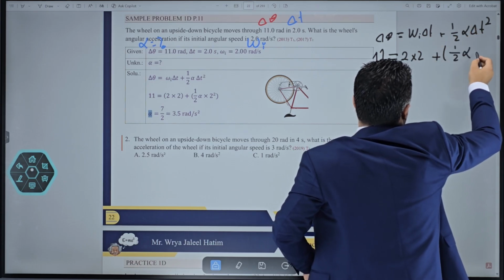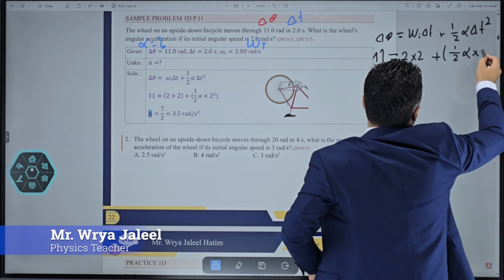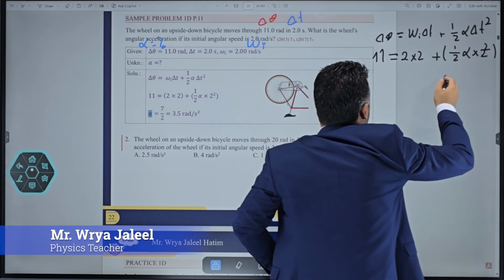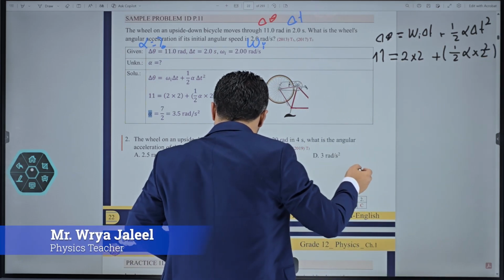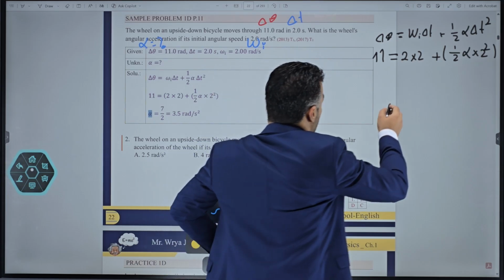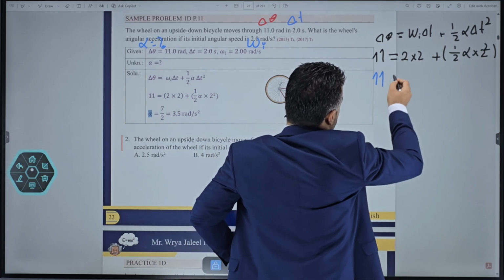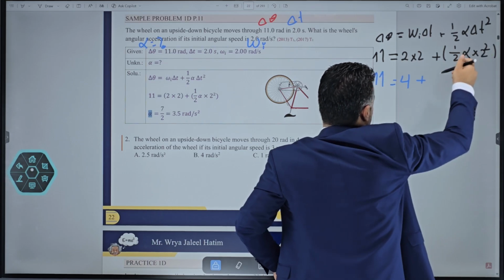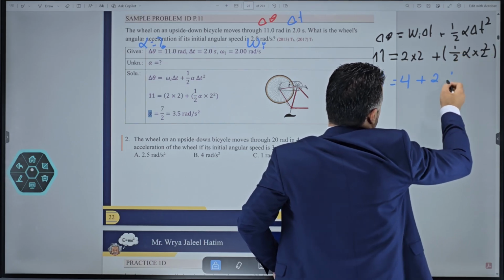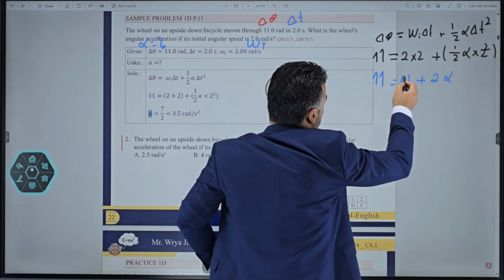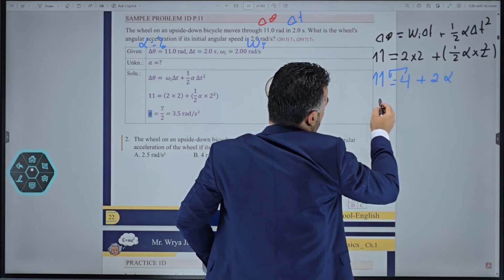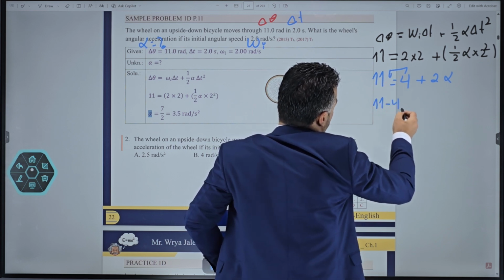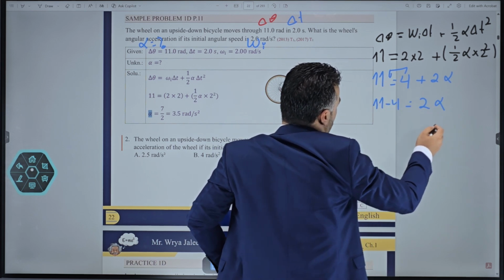Angular acceleration is required, and then times delta t, which is 2, but don't forget the squared. All right, so let's do this one more time. Now we have 11 equal to 2 times 2, that is 4, plus 2 squared, 4, with this 1 over 2, that is going to be 2 angular acceleration. We're going to move this 4 to the other side here. So 11 minus 4 is equal to 2 angular acceleration.